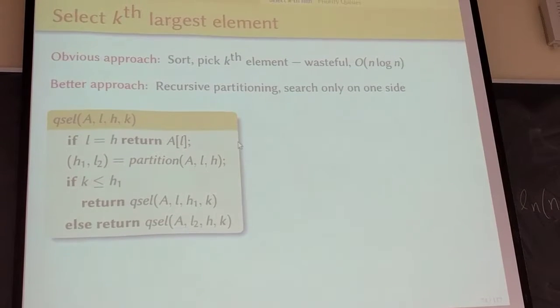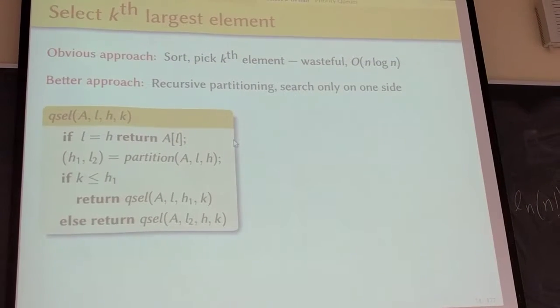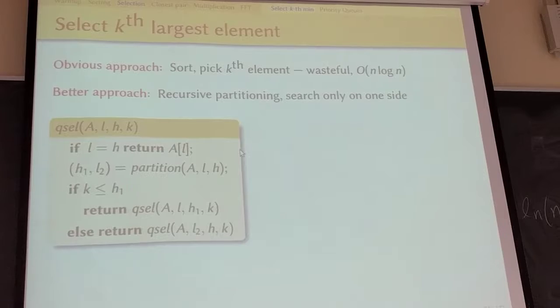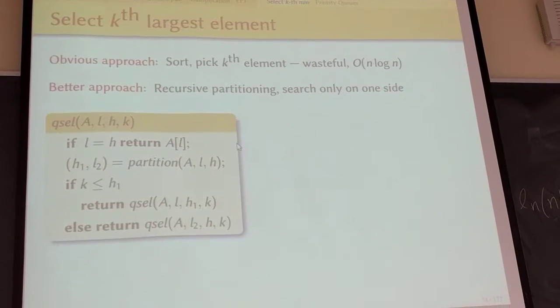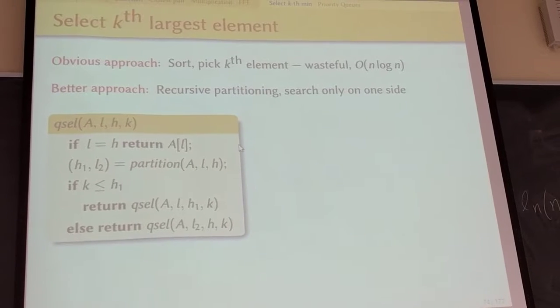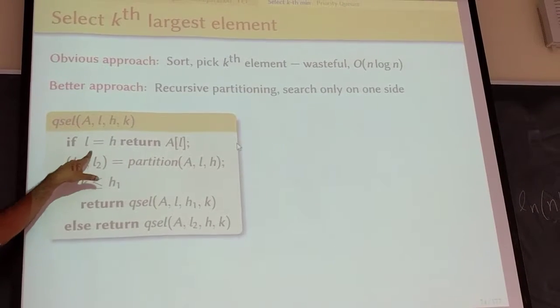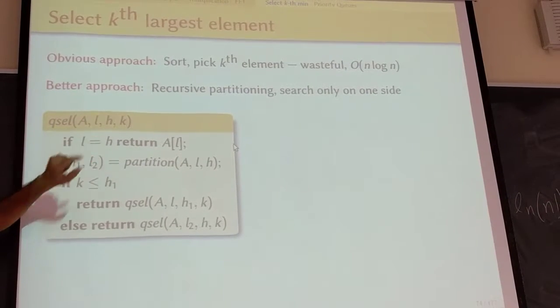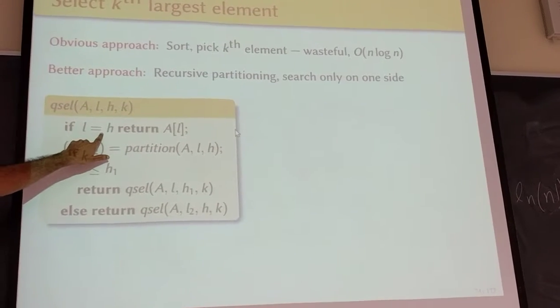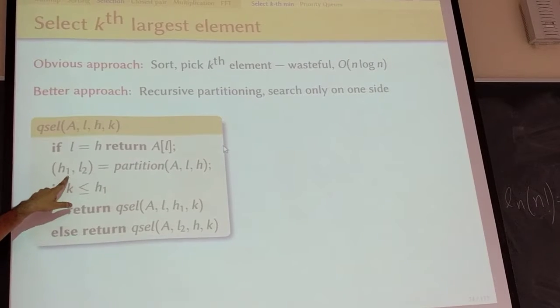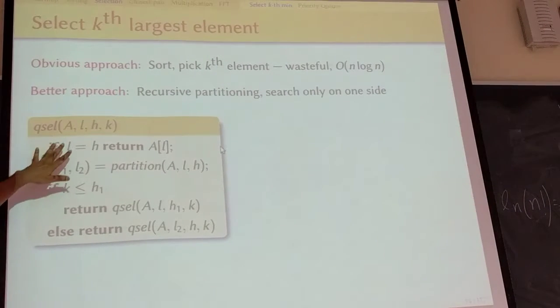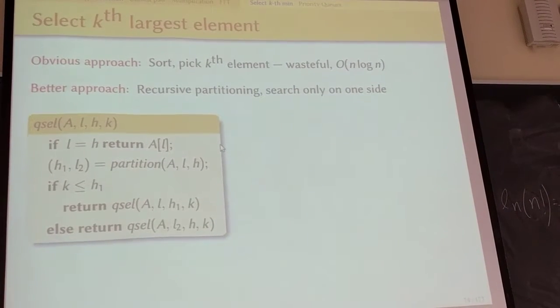Quicksort has a variant called QuickSelect, which can in fact do this. Okay? And QuickSelect looks very much like Quicksort, right? So if the partition consists of only one element, then you're done. Otherwise, you divide that into two partitions, right?